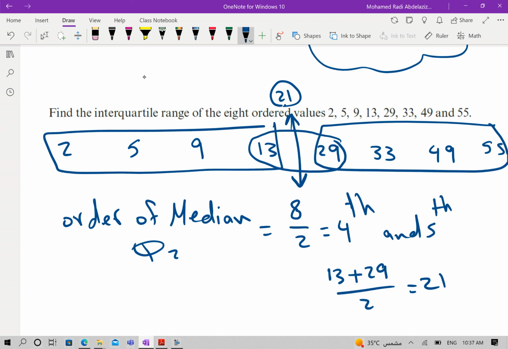How to get the median of the first set? In the same way, we have 4 values. 4 divided by 2 is 2. Use the second and third and find their average. So it will be 5 plus 9 divided by 2. So the answer is 7. So 7 represents the lower quartile.